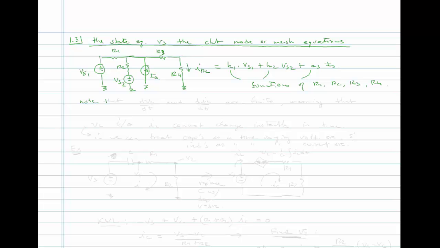So note that, okay, for capacitor and inductor, dVc/dt and dIL/dt are finite, right? Meaning that Vc and/or IL cannot change instantly in time. Okay, if you zoom in enough in time, if you limit yourself to a short enough window in time, you can treat the capacitor as actually having a constant voltage. Okay, that's the key. If you zoom into a small enough window of time, you can represent the inductor as a constant current source. Okay?